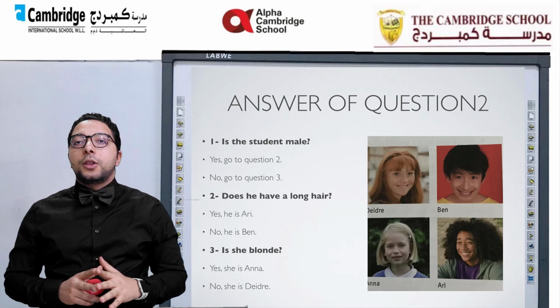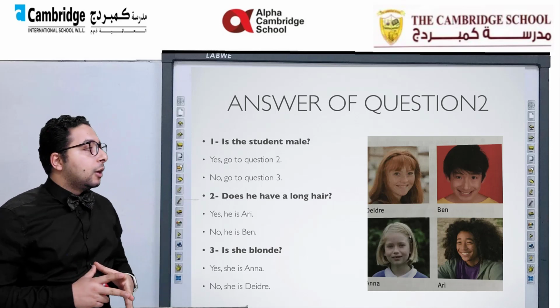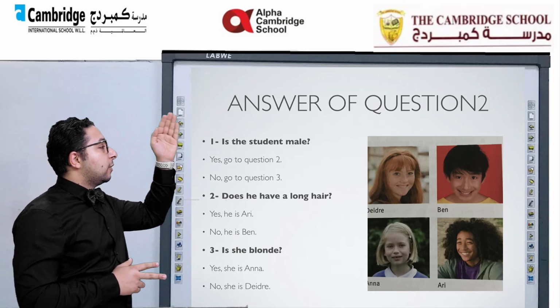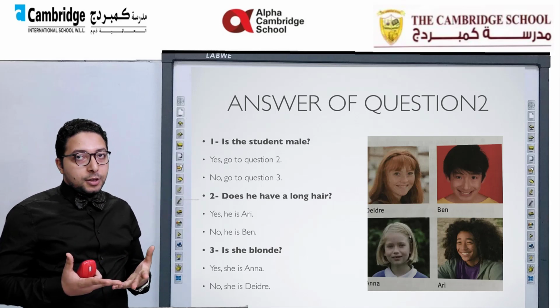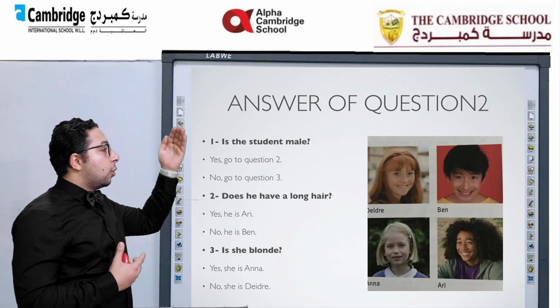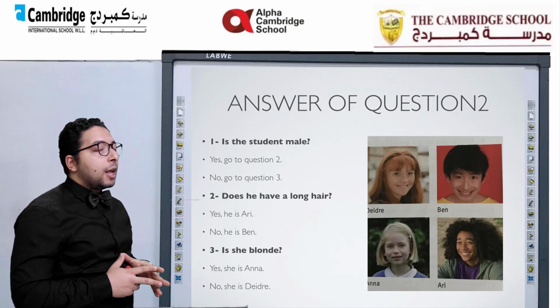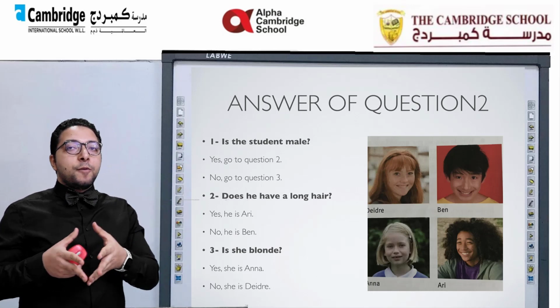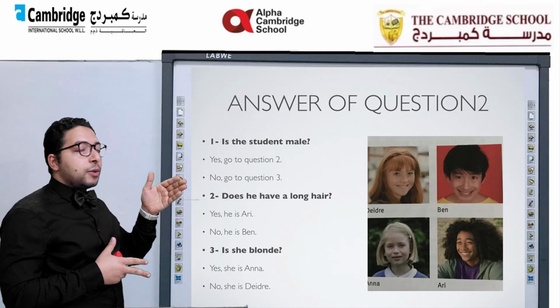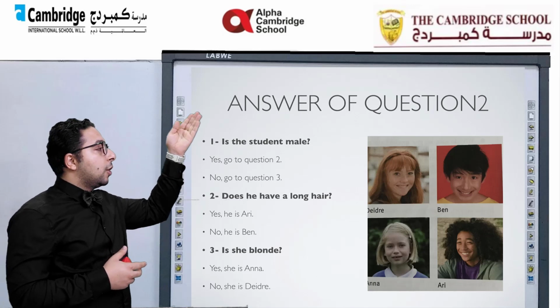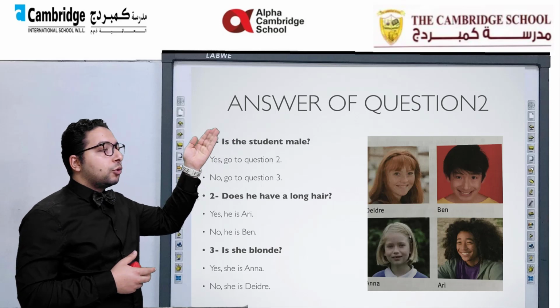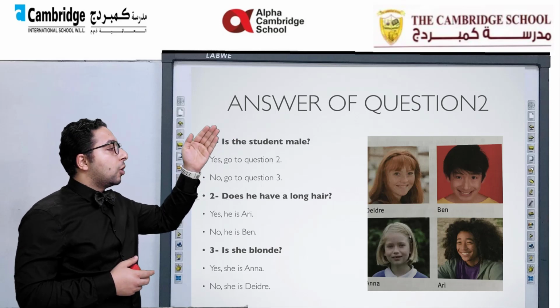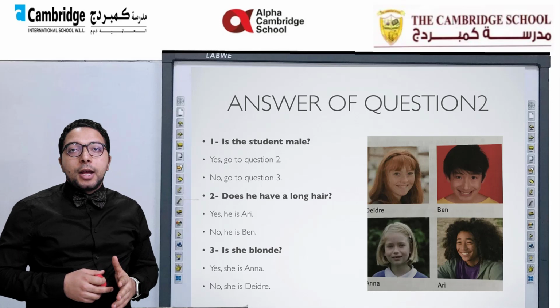So starting with males, which is yes. Question 2: does he have long hair? Yes, then we're talking about Ari. If no, we're talking about Ben. If we're discussing the females, then we go to question 3 as we have said earlier. Question 3: is she blonde? If yes, then we're talking about Anne. If no, then we're talking about Deidre.